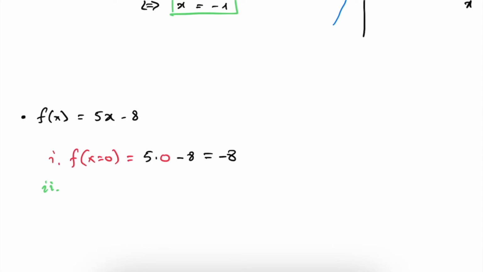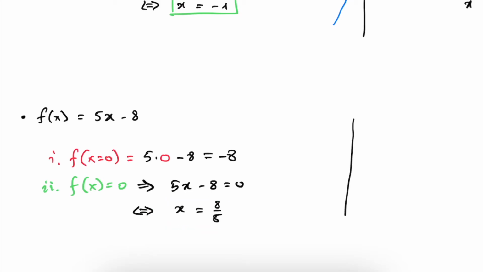Our second point is where f of x is equal to 0, which means we have to solve the linear equation 5x minus 8 is equal to 0. In the previous video, I went through this step by step, and we find that x is equal to 8 divided by 5. And we again have our second point.